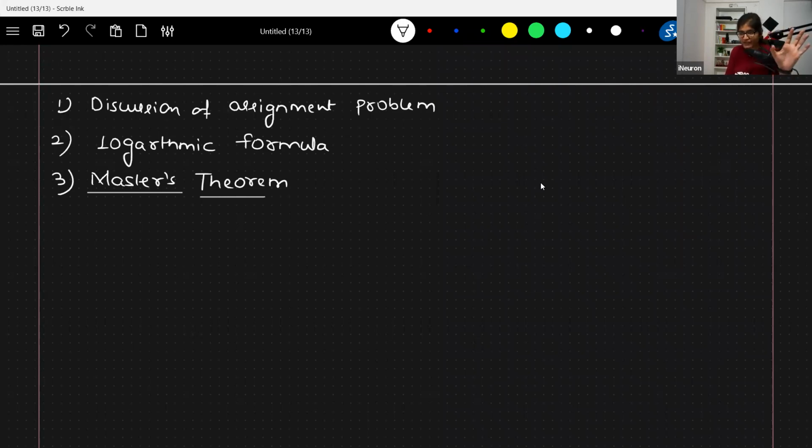It is not taking much time, and with practice you will be able to understand how we will be able to solve any recurrence relation within seconds with the help of this Master's theorem. So this is the theorem that we will discuss.